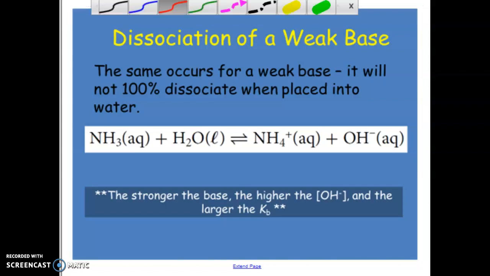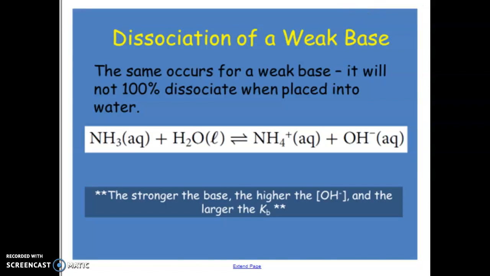Okay, so discussing a weak base, it's a very similar process. Weak bases, again, will not 100% dissociate, so they actually are in an equilibrium with water. Strong bases, remember, is 100% dissociation, so it's simply a dissociation equation that's being written out.